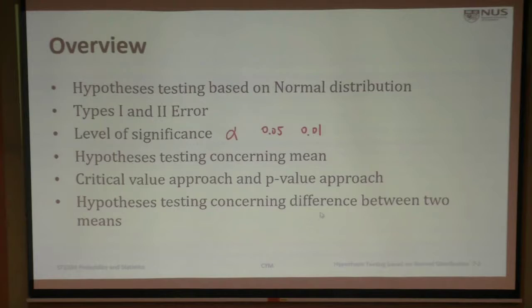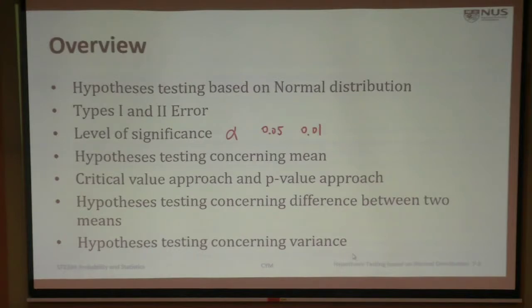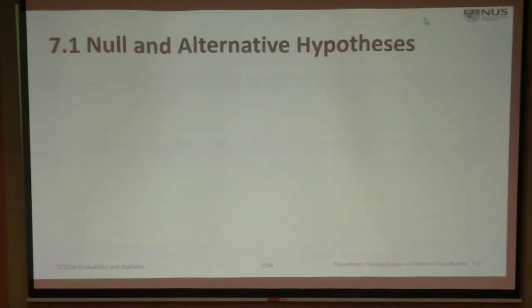Then we move on to talk about hypothesis tests concerning the difference between 2 population means, as well as hypotheses concerning variance, and also, one more, the ratio of the 2 variances. All right. So now, null and alternative hypothesis. So what is a hypothesis?